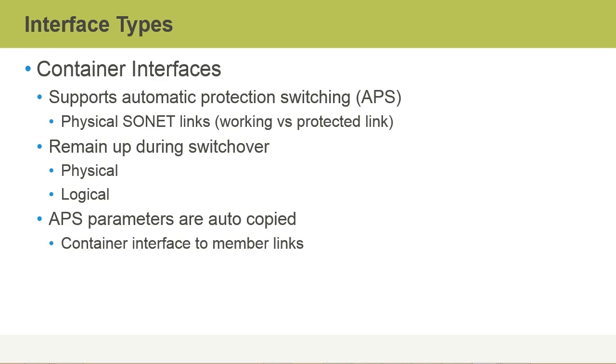The last point to mention is that the automatic protection switching parameters are automatically copied from the container interface to the members of that interface. So you've got a working link and a protected link that's part of the container interface. When you configure the container interface, those parameters are then copied down to the two physical links that are inside that container interface. So in this video, we discussed different types of interfaces on Juniper devices.